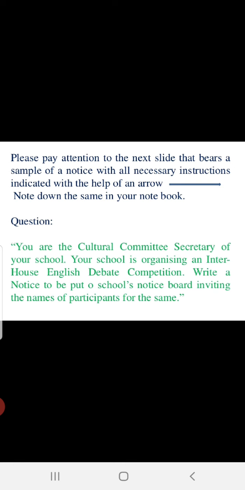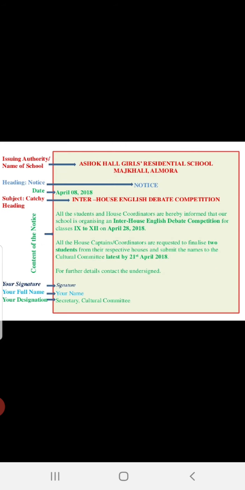Question is given for you. You are the cultural committee secretary of your school. Your school is organizing an inter-house English debate competition. Write a notice to be put on the school's notice board inviting the names of participants for the same. See, Ashok Hall Girls Residential School, Majakhalli, Almora. You can write your school name, Don Bosco ICSE School, Chitradurga.